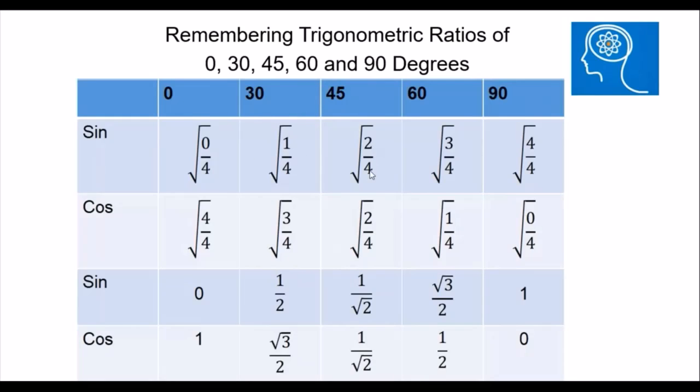What is 2 by 4? 2 by 4 is 1 by 2. What is the root of 1 by 2? 1 by root 2. Can you say it? What is 3 by 4? 3 by 4 म्हणजे root 3 by 2. Root of 4 is 2, root of 3 is root 3. So root 3 by 2 here. What is 4 by 4? 4 by 4 is 1, which is the root of 1, the square root of 1. So it is 1 here.